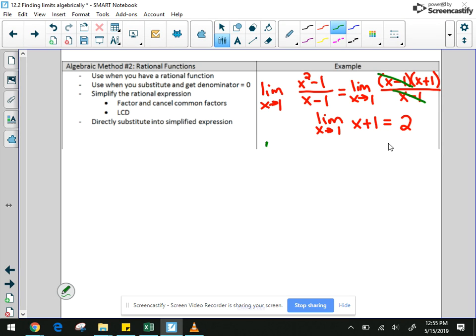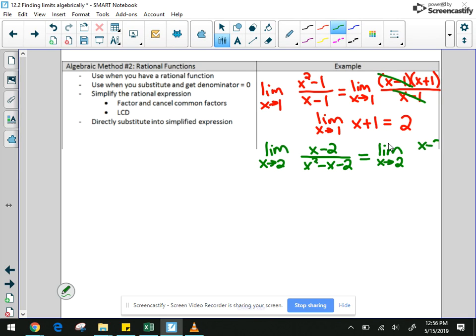Another example, limit as x goes to 2 of the function x minus 2 over x squared minus x minus 2. Again, you could try, but I cannot directly substitute the value of 2 into this function. I would have a 0 in the numerator, which is fine, but when you plug a 2 into the denominator, I'd also get a 0, not fine. So we will need to, again, factor and simplify this.